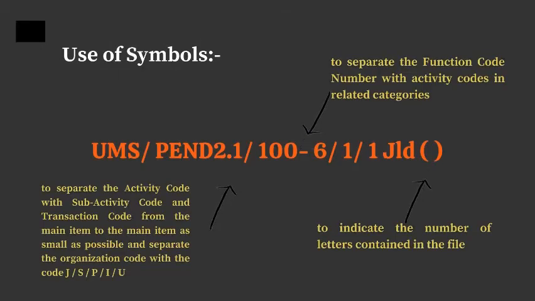As for symbols, symbols like hyphens, obliques or brackets are used to separate certain things. Following is an explanation of the use of symbols in the reference code. The hyphen symbol, dash, is used to separate the function code number from the activity codes in the related category. The oblique symbol is used to separate the activity code from the sub-activity code and the transaction code from the main item to the smallest item possible, and to separate the organization code from the code. The last one, the bracket symbol, is used to indicate the number of letters contained in the file.